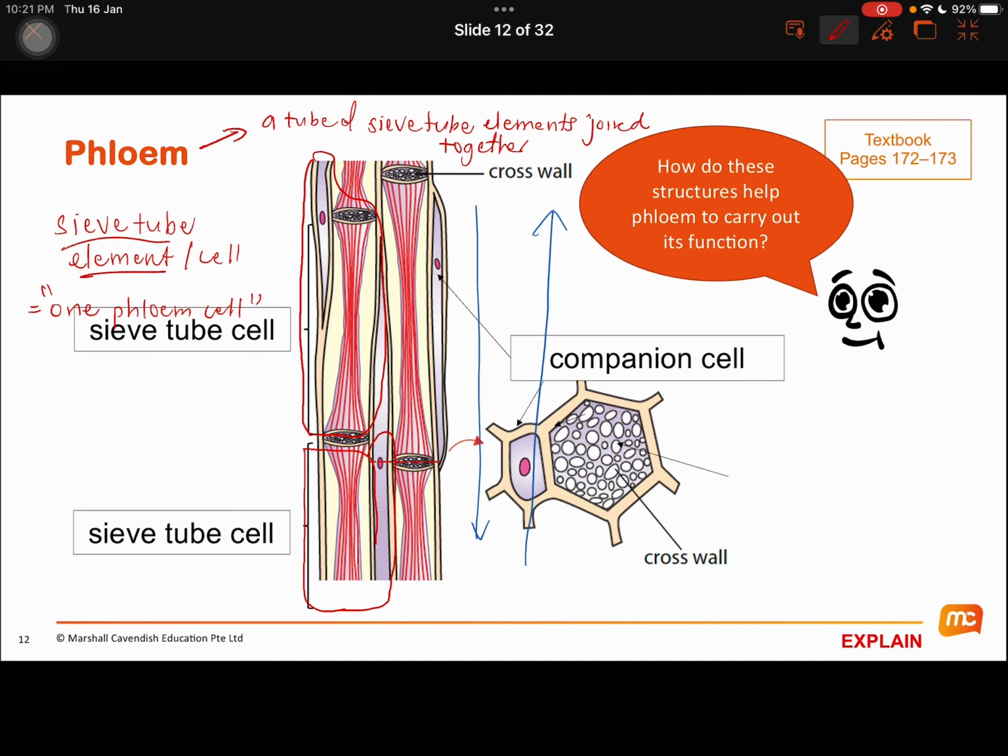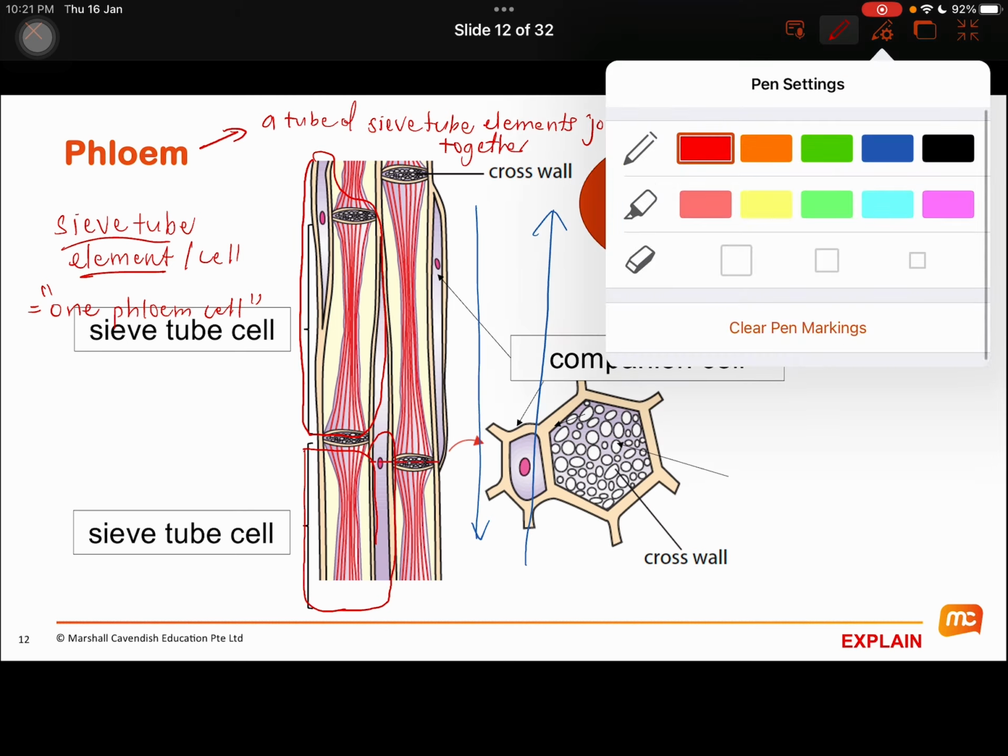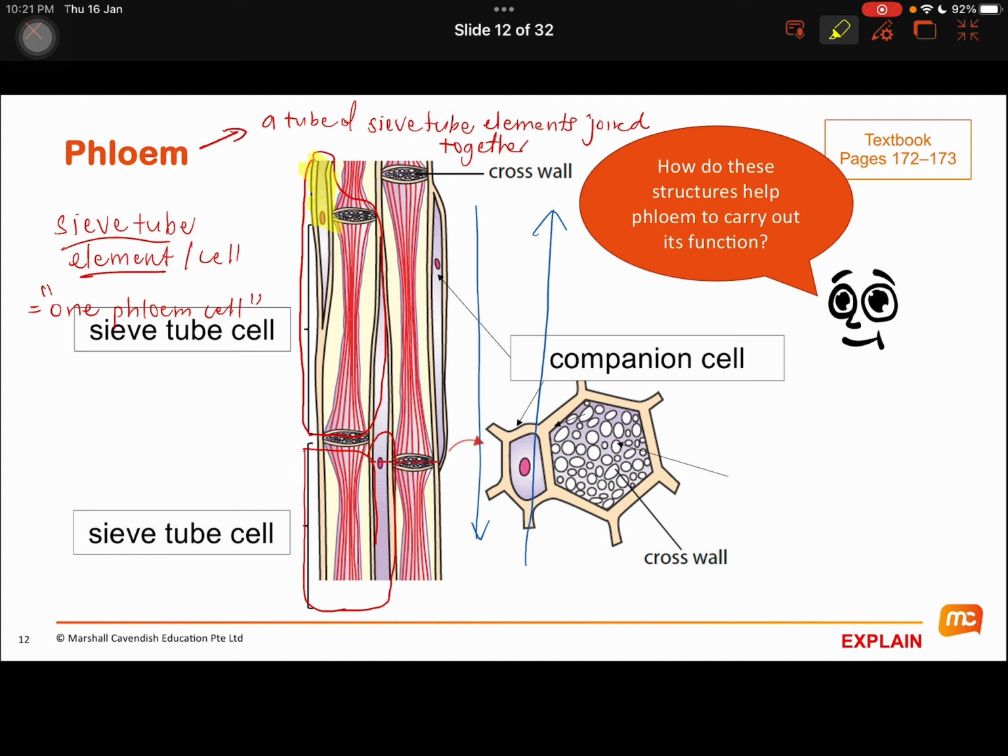And not just that, it has a little body that's attached to it. The sieve tube element that you can see over here is accompanied by a companion that I highlight in yellow over here. So what is the point of the companion cell? I will cover that in the next slide.